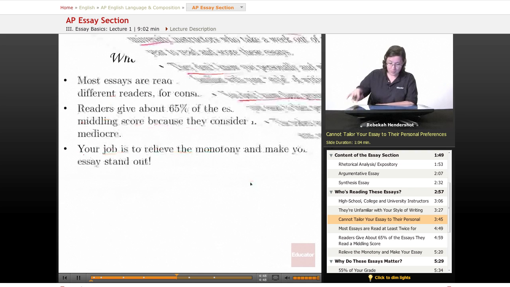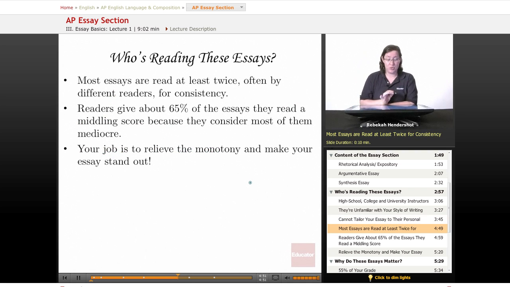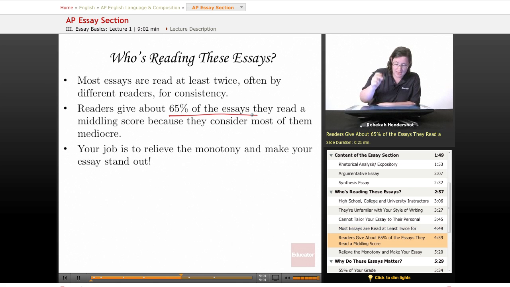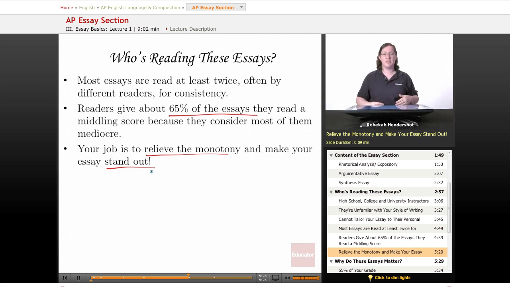All right, most essays are read at least twice, often by different readers for consistency. This solves the problem of somebody having food poisoning from lunch and giving everything a 2. Now, readers give about 65% of the essays they read a middling score, somewhere in the 5 or 6 range, because frankly they consider most of the essays they read to be mediocre. Because again, imagine a person sitting in a small room reading essay after essay after essay. 5, 5, 5, 5. It happens very easily. So your job is to relieve the monotony and make your essay stand out. Your job is to make them sit up and go, oh, this is good.